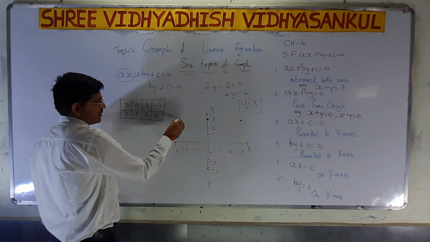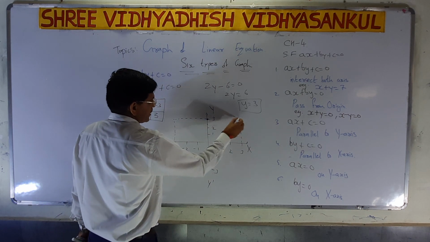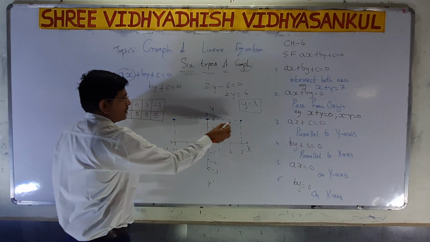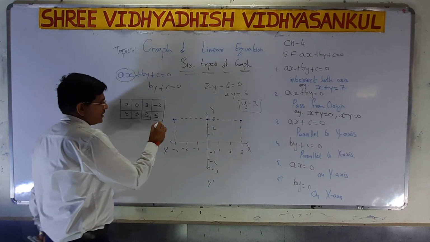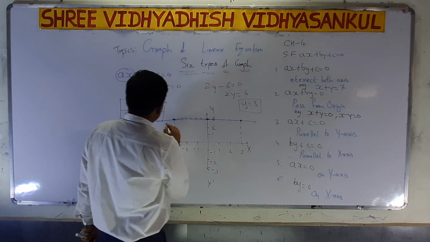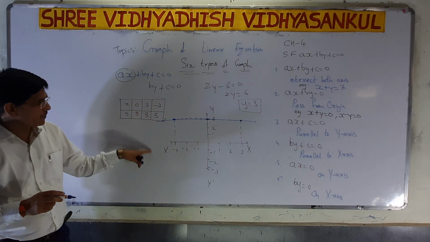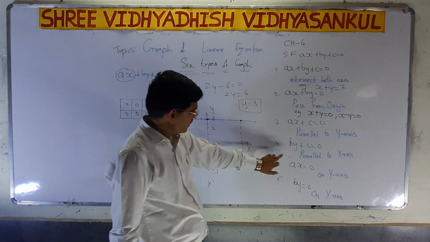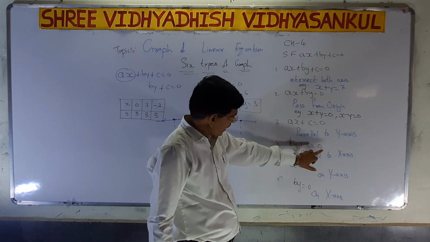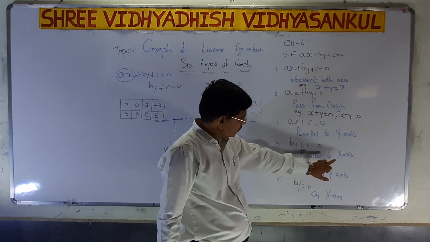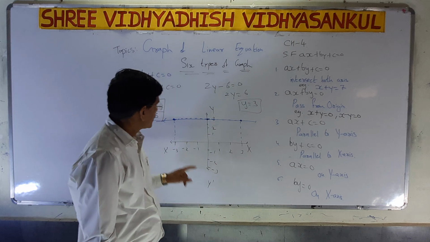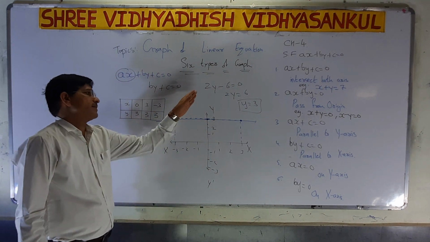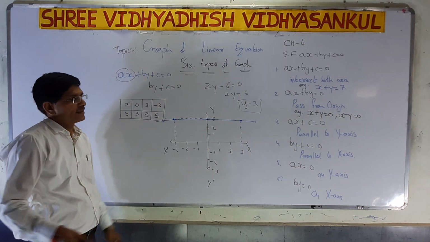So if you see that, there are 3 values that we have to take. Now if I join this, then the graph is parallel to the x axis. So the fourth type of graph that we have discussed, the by plus c type of graph, is parallel to the x axis. Again, if you see, it is parallel to the x axis, but it is perpendicular to the y axis.